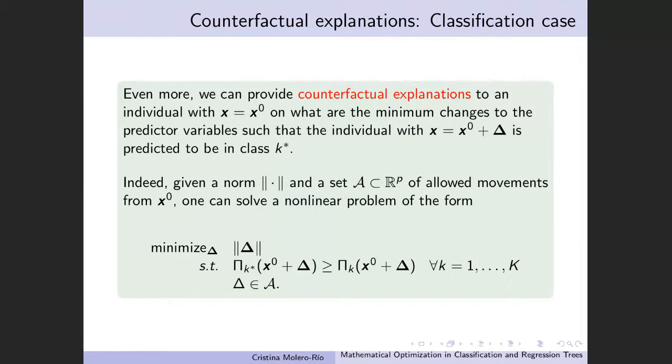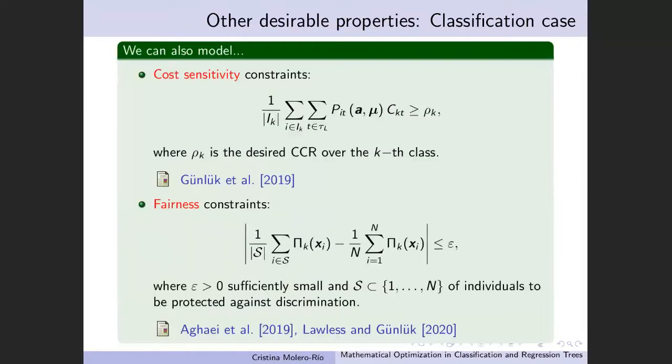approach. As I've said, MILO approaches cannot handle this, but also we can model cost sensitivity and fairness. For cost sensitivity, well, at times there are groups of individuals in which prediction errors are more critical. For example, in medical diagnosis with healthy and unhealthy people, it is more critical to say to an unhealthy patient that it is healthy, okay, because the risk will be higher. So it is then more adequate not only to focus on the overall prediction accuracy, but instead ensuring a certain level of performance over that class.